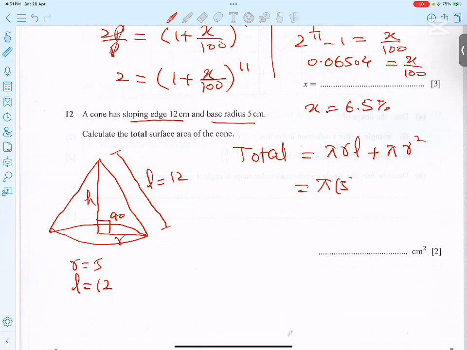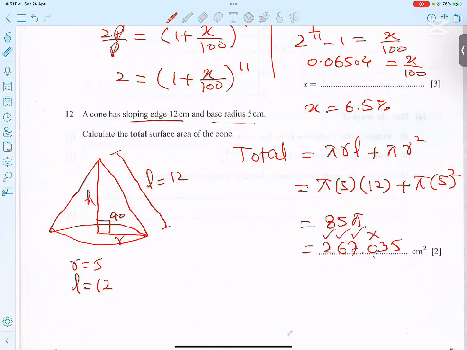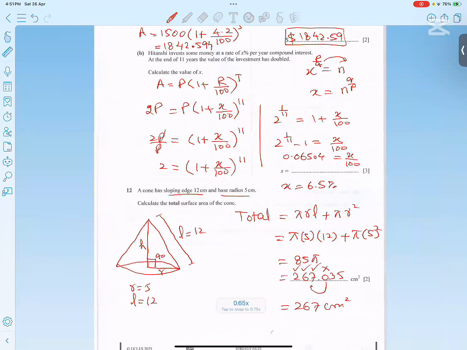Pi, radius is 5, slant height is 12, plus pi 5 square. So let me type it in the calculator. First I type this: 60 pi plus 25 pi. I write it in pi format as 85 pi. And when I check in the calculator, it gives us 267.035. Do we add more? No. So 267 centimeters square is our final answer.